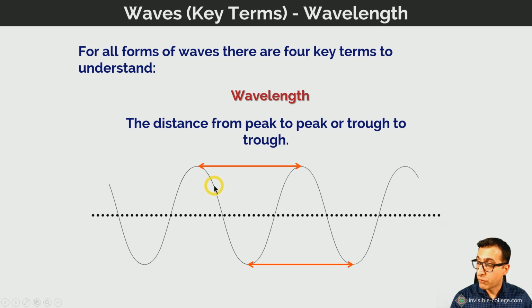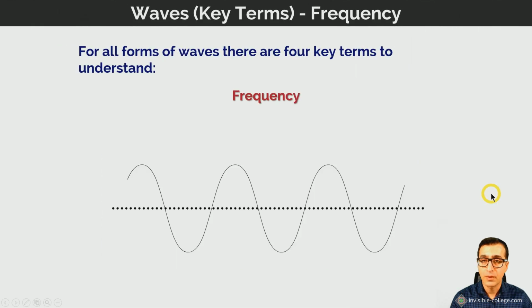So from here to here would be one wavelength, just as much as from here to here would be one wavelength. If you pick any point on a wave and then measure the distance between that point and the same point on an adjacent wave, you're going to get the wavelength. And again, because you're measuring a length, this is measured in meters or standard units.